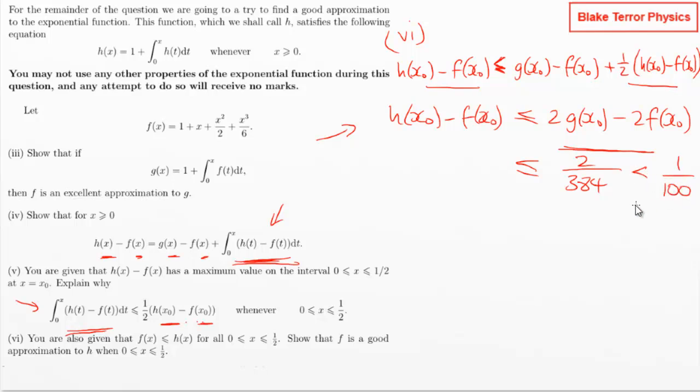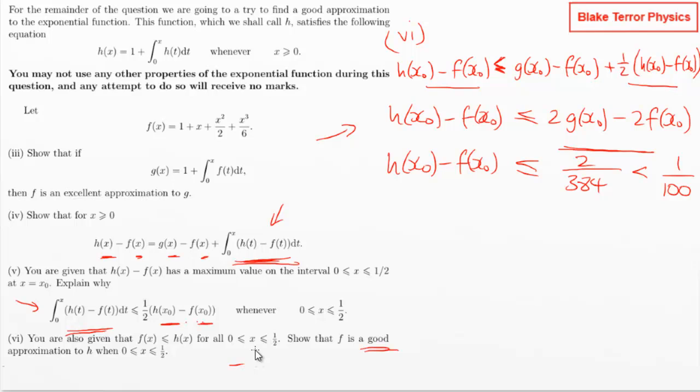What do we want, good or excellent? Yeah, it's going to have to be good, isn't it? Good approximation, because it's not going to be the excellent one, because the excellent one was 1 over 320. So we've shown that the difference between those is less than or equal to 2 over 384, or 1 over 192, which is less than that. Okay, that was a strange question.